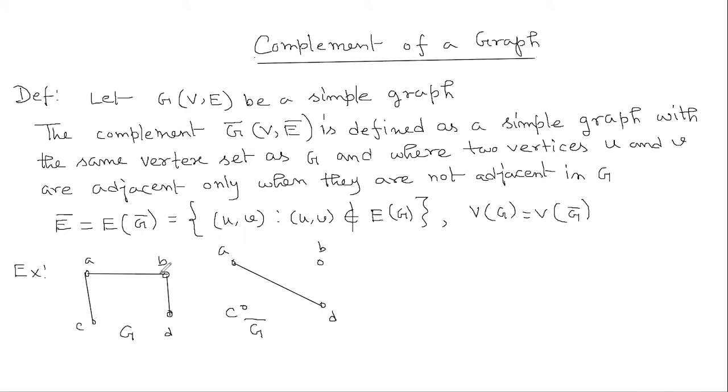Next, if we consider B, B is adjacent to A and B is adjacent to D, but it is not adjacent to C in G. So in G bar, B and C must be adjacent. After that, we have C and D. So C and D must be adjacent. So this is the complement of the graph G bar.